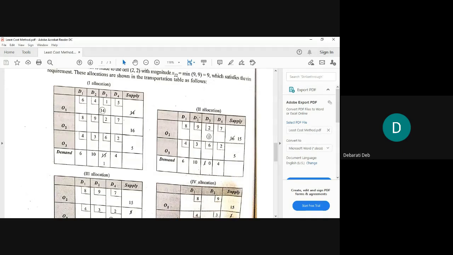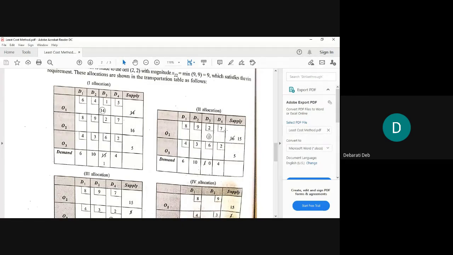In the second allocation, the first row will not be there. If the first row is not there, then what are we having? We are having O2, O3 and D1, D2, D3, D4, because no column has been exhausted. So all the columns will be there. But out of the rows, the first row has been exhausted, so only O2 and O3 will be there. Quickly make the second allocation.